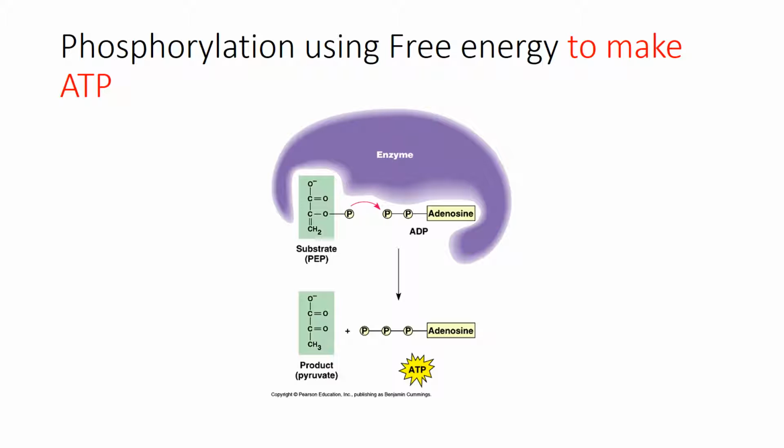This is not a very efficient process, and our bodies use this to a small extent, but most of our ATP is going to be created using a process we call oxidative phosphorylation, and we'll get to that in a future lecture.